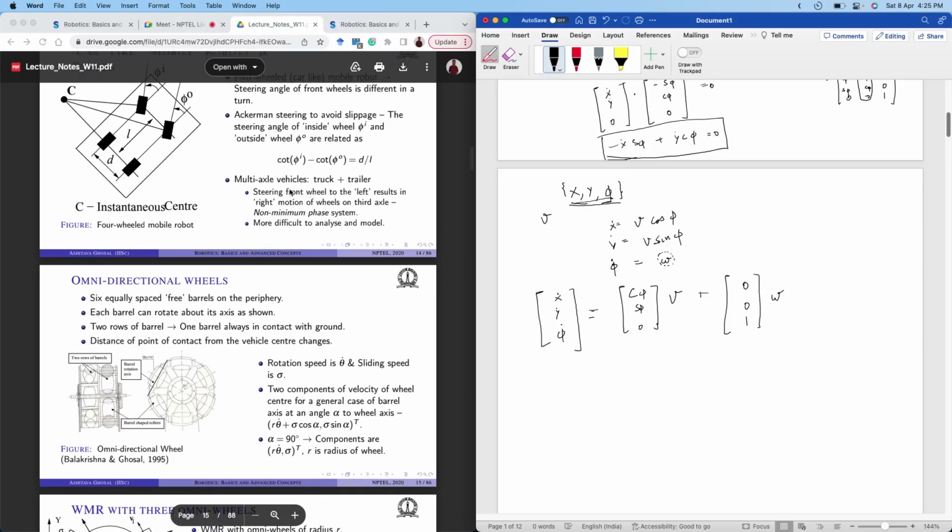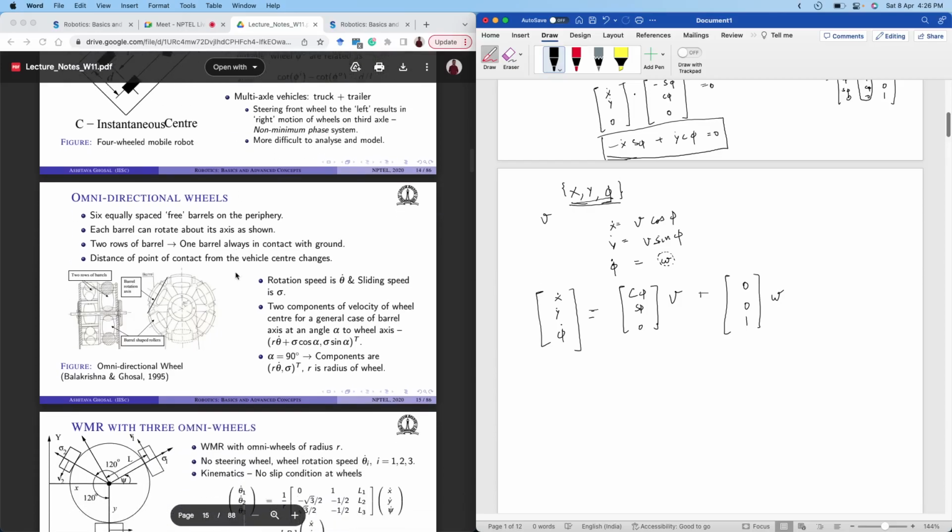So yeah, and if there are multiple axes, like a truck or a trailer with multiple wheels, then it becomes more difficult to analyze and model. Okay, and there is this particular term called non-minimum phase systems. Sir has discussed what exactly a non-minimum phase system is. So you can go to the non-linear systems theory to check what this particular concept is.